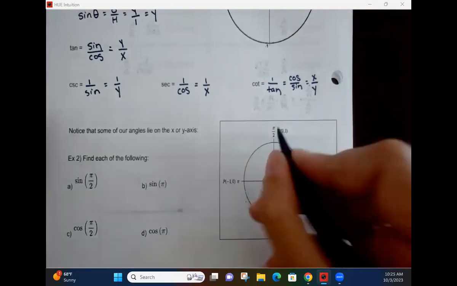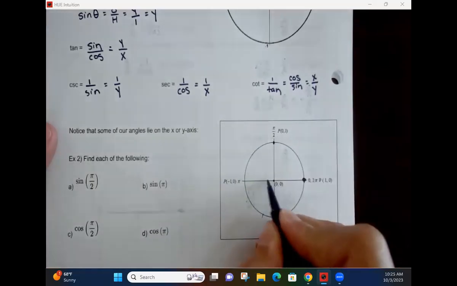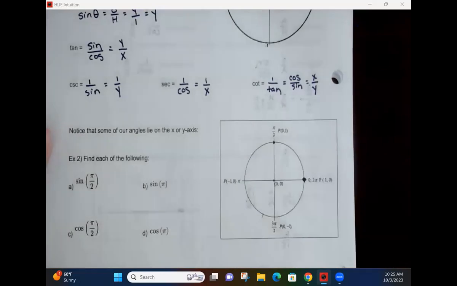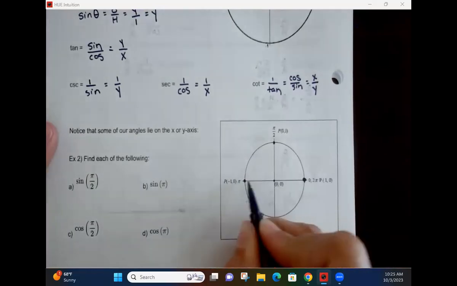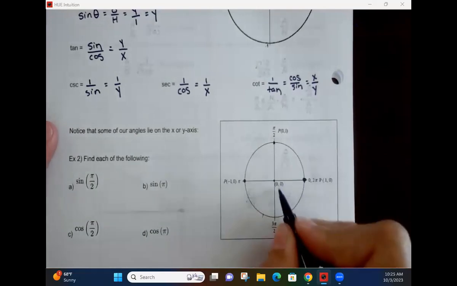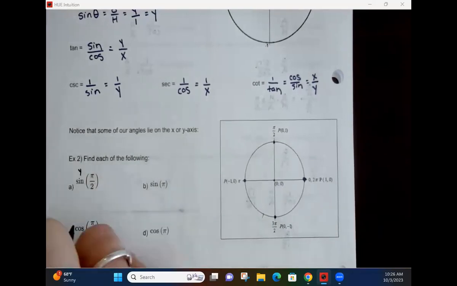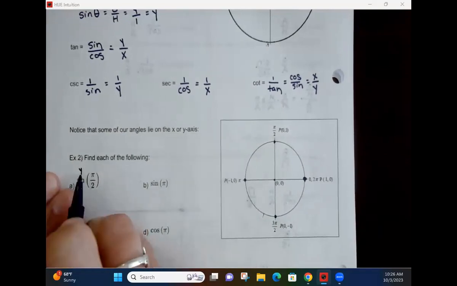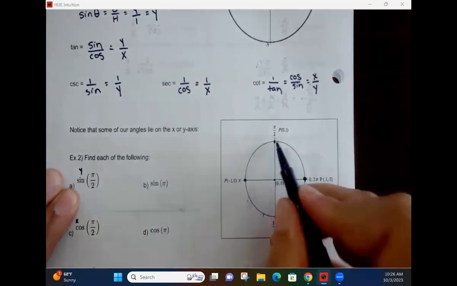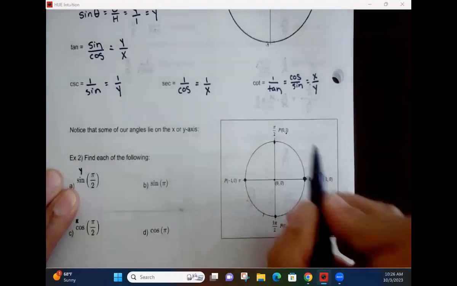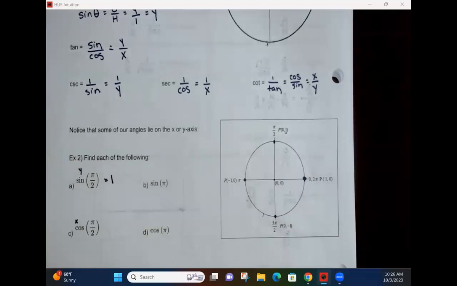The radius is 1. If I'm up at pi over 2, that would be 0 for the x and 1 for the y. At pi, we would be at negative 1 comma 0. At 3 pi over 2, we're down here, right? 3 pi over 2 would be here. That would be 0 comma negative 1. So if I asked you, what's sine of pi over 2? Okay, remember sine is the y, cosine is the x. So what's the y value at pi over 2? At pi over 2, this is a y value of 1. So sine of pi over 2 is 1.